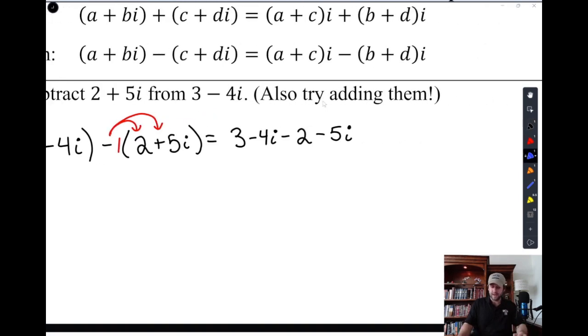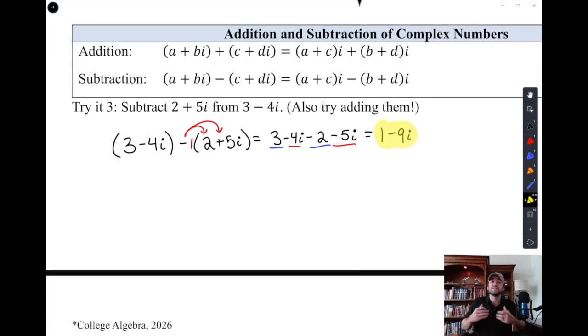And if we combine like terms, the blue terms are like, the red terms are like, and we get 3 minus 2 is 1, and negative 4 and negative 5 is negative 9i. And you'll see that subtracting i's is very similar to subtracting any variable.